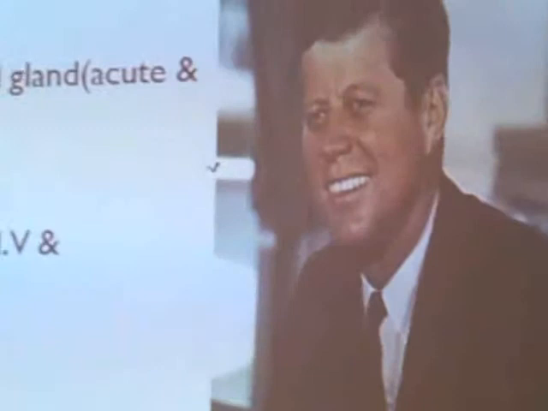Now, what could be the etiology of Addison disease? Reminding you of the famous American president, John Kennedy. He was a case of Addison disease, and this picture is in front of you. This is a well-known story. He had Addison disease, as you see from the face and the forehead. Now, back to the etiology of Addison disease, it could be related to anatomical destruction.